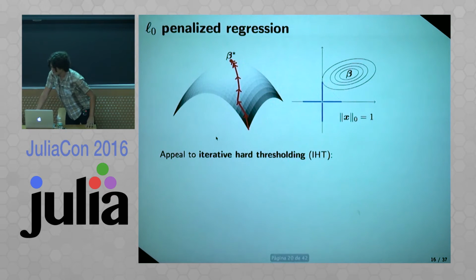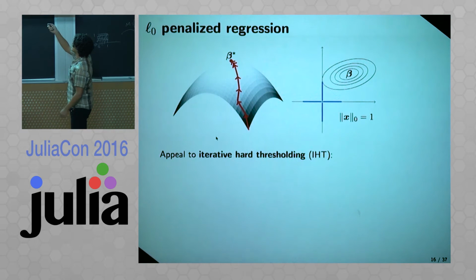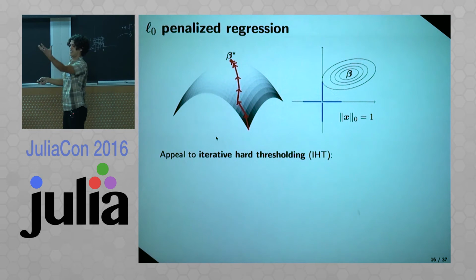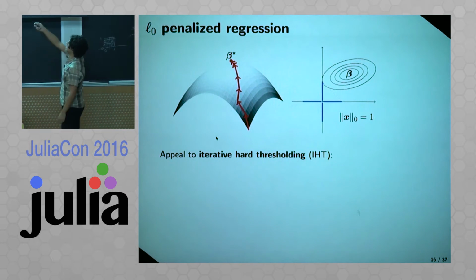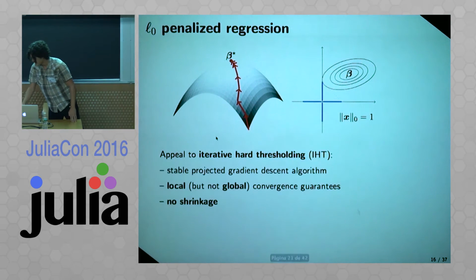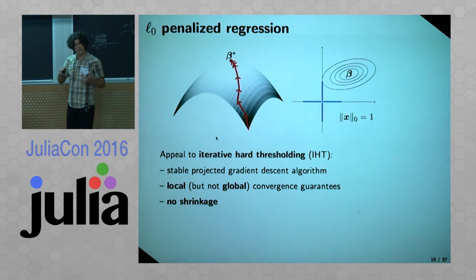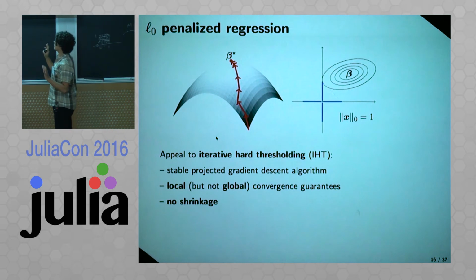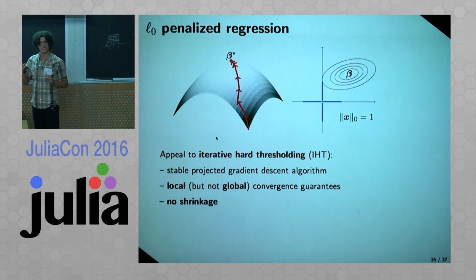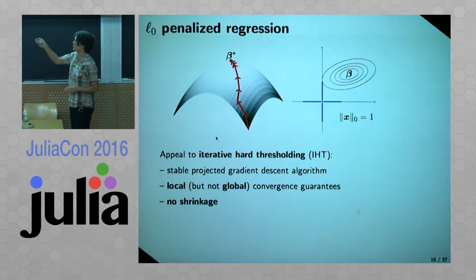So this is what we do. Iterative hard thresholding is our solution. It's basically doing gradient descent. Here, the shape is turned upside down for visualization purposes. This is a gradient descent algorithm, and it uses this L0 penalty. It has some perks. As formulated, it's actually stable, which is unusual for non-convex algorithms. So it's stable, and it can give you local convergence guarantees, not global. If you want global, you have to do subset selection. And the big perk, no shrinkage. This is important for GWAS, right? You don't want to shrink those small SNP effects to 0. You don't want to lose them.